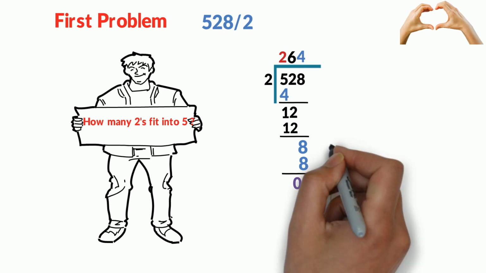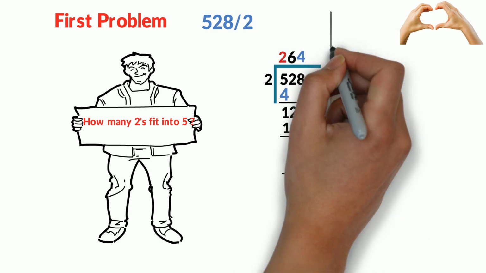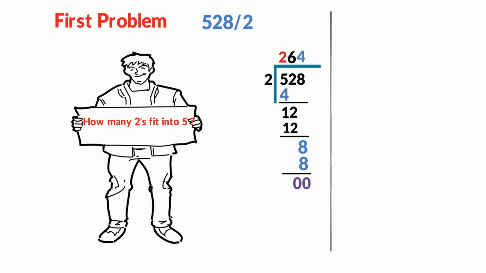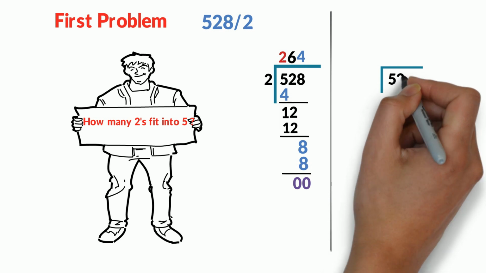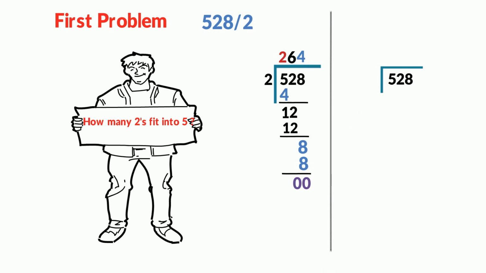Second problem. Now let's solve the next example. And right at the start, you'll see we have a bit of a problem. When we ask, how many 8's does it take to make 5 or almost 5? The answer is none. And that's because the first digit, taken by itself, is less than the divisor. 8 is too big to divide into 5. So what do we do?